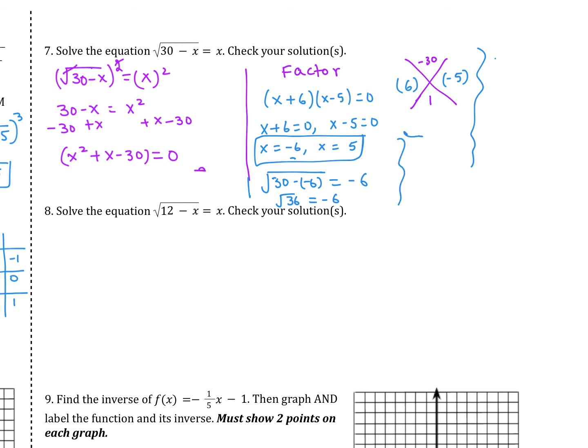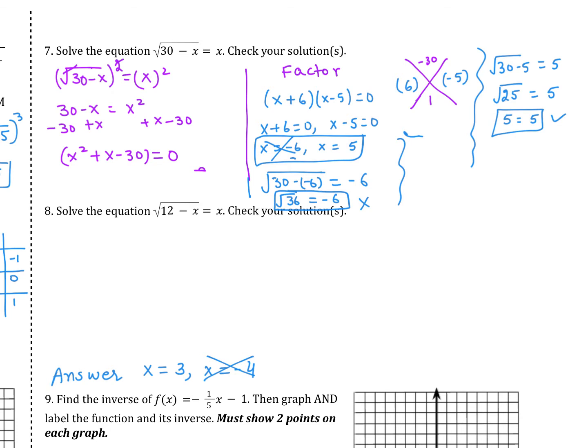And the next one is 30 minus 5 equals 5. Square root of 25 is 5. That is true. But square root of 36 is -6? That's not the choice we're going to pick. x equals 5 is your choice.